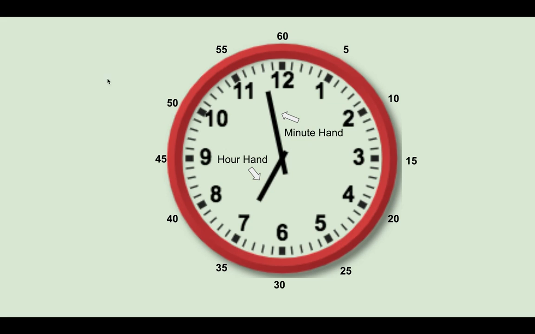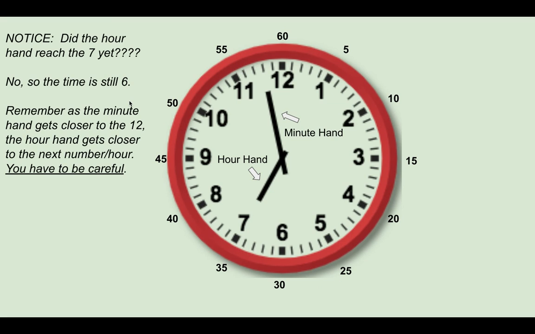All right, one of the things before I reveal the answer here is, did you notice that the hour hand has not quite reached the 7? We know it's past the 6, but has it got to the 7? No. And if it hasn't got to the 7, that means our answer is going to be 6 o'clock for the hour. Okay, so remember, as this minute hand gets closer to the 12, this hour hand gets closer to the next number. We know when the hour hand has reached the next number because our minute hand is going to be exactly on the 12.